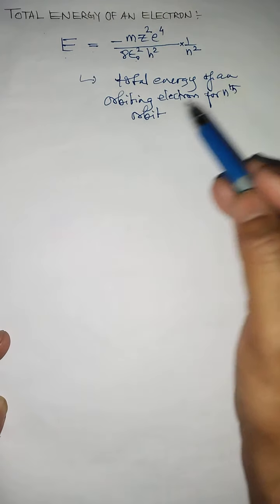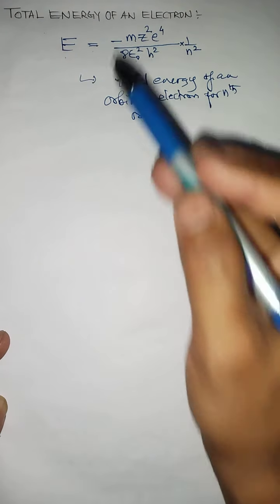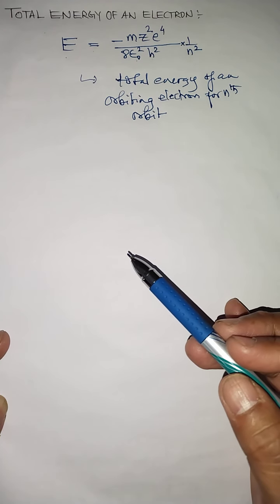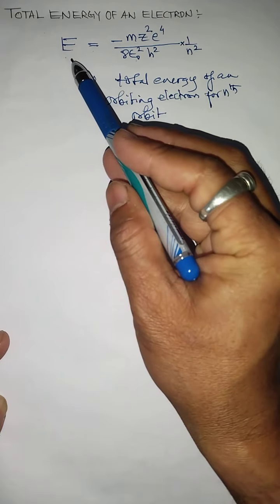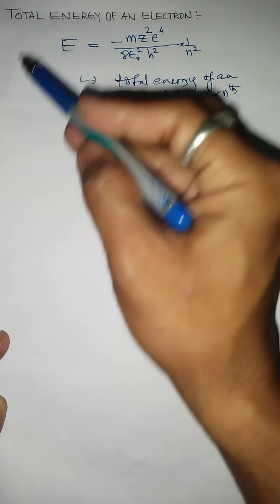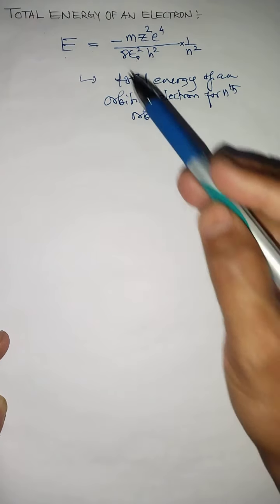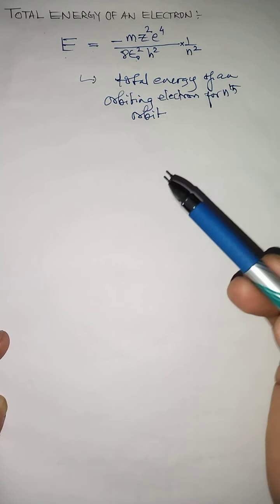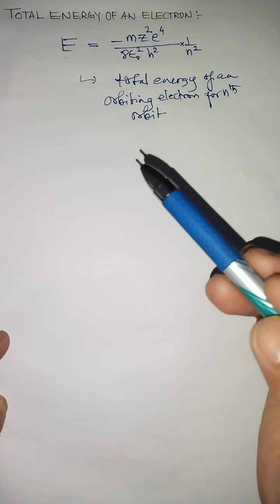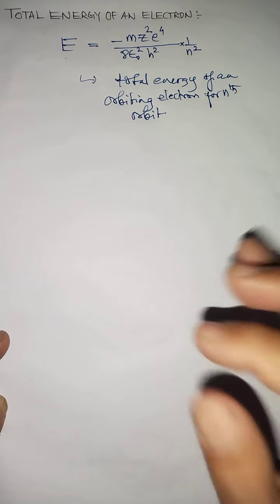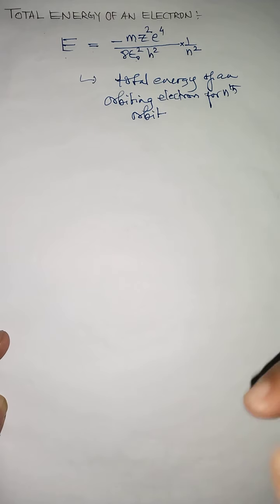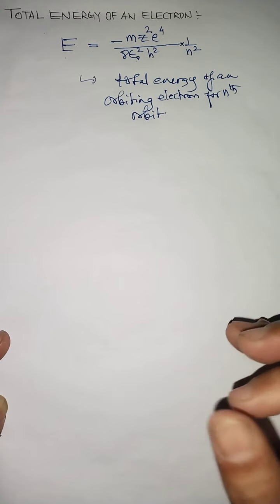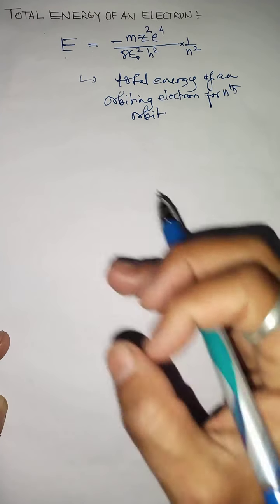But in this expression, if you see, there is a minus sign. This minus sign says that the total energy of an electron orbiting around the nucleus of an atom is always negative. What does this negative sign indicate? It says that the electron is bound by the nucleus. Why? Because the nucleus is a positive charge.